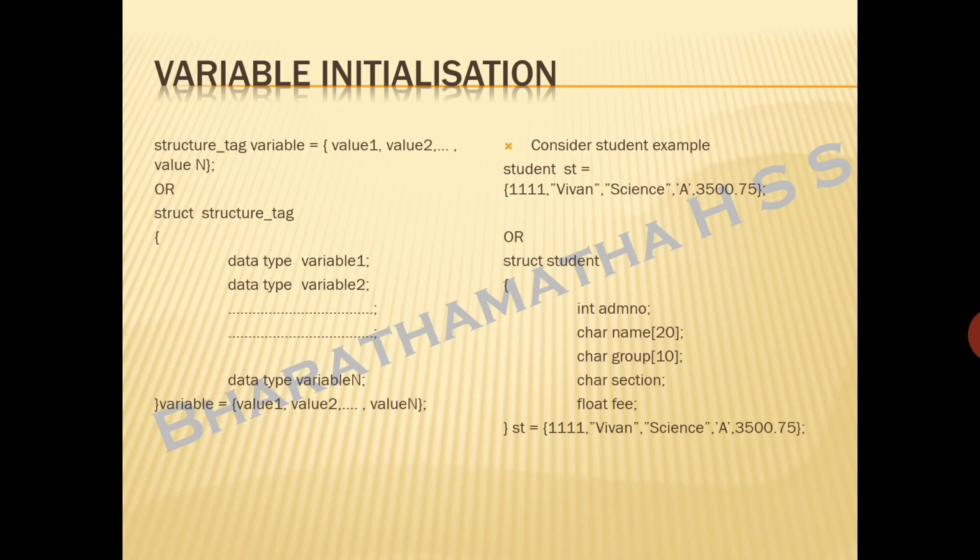So now come down and see. First you have your admission number. Then you have your name. Here also name. Group, same way group, that is science. Section, that is A. Float fee. So fee amount is a fractional number, so you have given the fractional number also. So this is how you will be initializing the values. Directly a value cannot be initialized inside the structure.